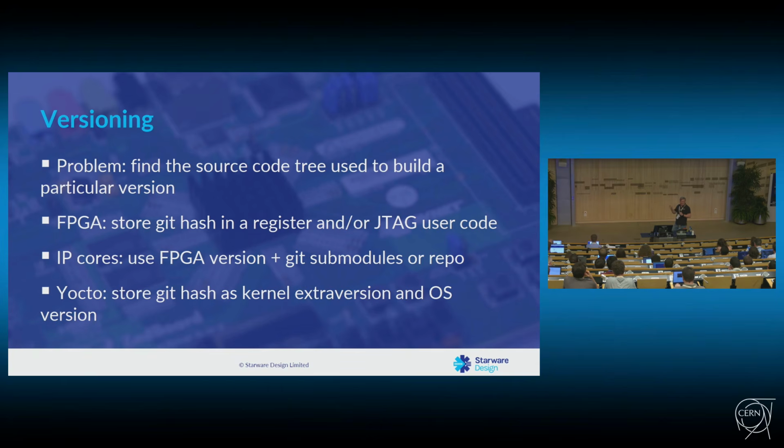If you talk about software, Yocto or any kind of software, again, you can store the Git hash. So for Yocto, you can store the Git hash in U-Boot as an extra version, with the kernel as an extra version, and for Yocto as the OS version, so in the OS version you can add the Git hash.